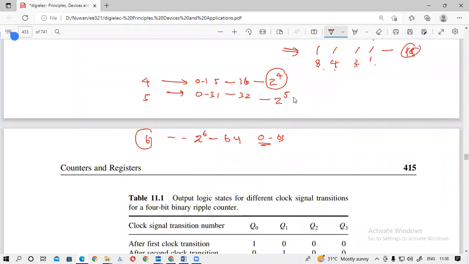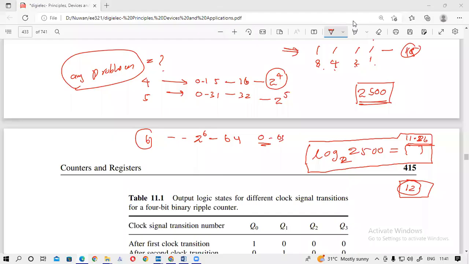So if you want to count up to 2500, how many flip-flops do you need? Please tell me, someone. Well, yeah. So now it is okay, no? Any problem?